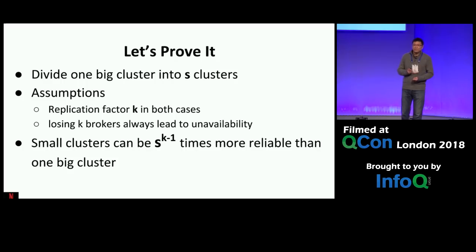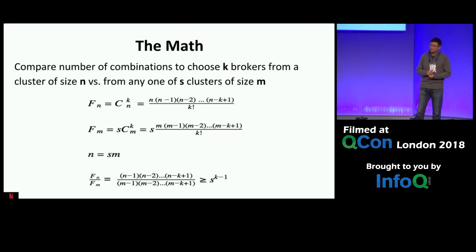And if you don't believe me, here's the math. We basically want to compare the number of combinations to choose K brokers from a cluster of size n versus choosing K brokers from any one of the S clusters of size m. And if you follow the math, you'll get to the conclusion of S to the power of K minus 1.